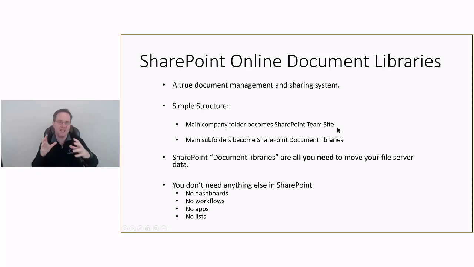So that main big S drive that you have on your network becomes a SharePoint team site. You don't even have to leave the name that way if you want. You can change the name to Main Company Folder if you like. And then the main subfolders become SharePoint document libraries: the accounting folder, the sales folder, the marketing folder, the operations folder, the IT folder. Just document libraries, and document libraries are a thing inside of SharePoint Online. So SharePoint Online document libraries are all you need to move your file server data. That's it. You don't need anything else in SharePoint.